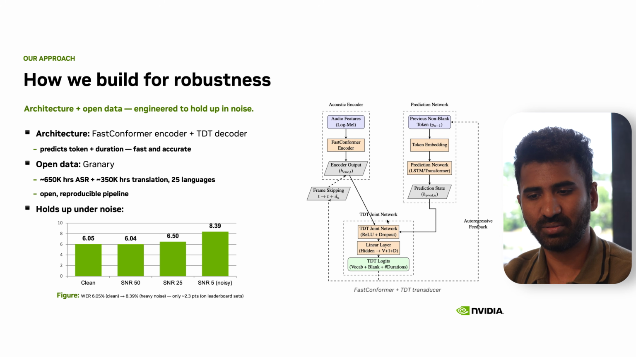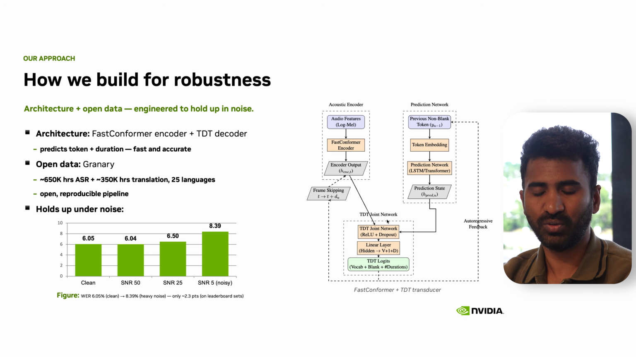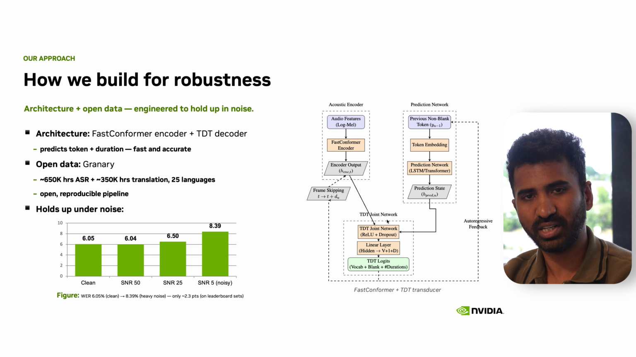So for Parakeet, we handle the robustness on two fronts. One is architecture and the other is data. For architecture, we use the fast conformer encoder and the TDT decoder. TDT decoder is really useful for bringing robustness to the model. We moved from RNN-T for the V1 version to TDT because first of all it's fast, and also helps in the robustness, because along with the token predictions it also predicts the duration, which helps the model in noisy scenarios.